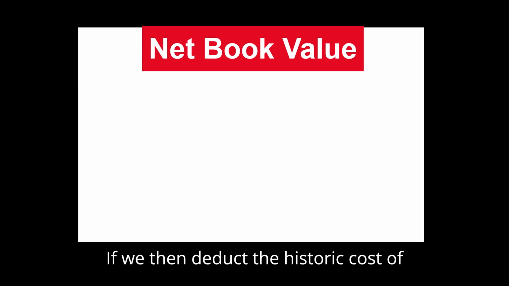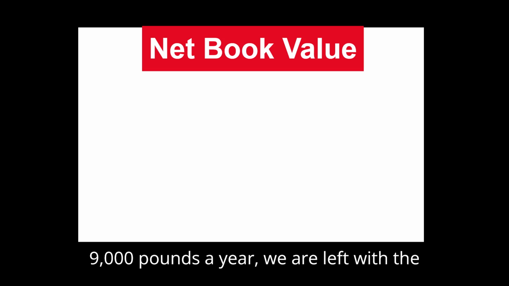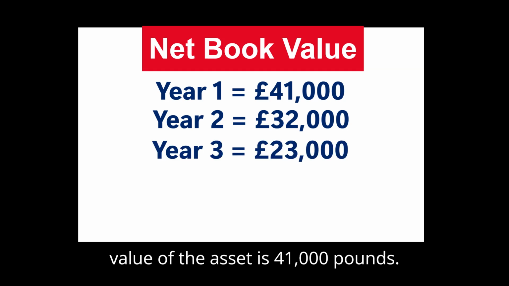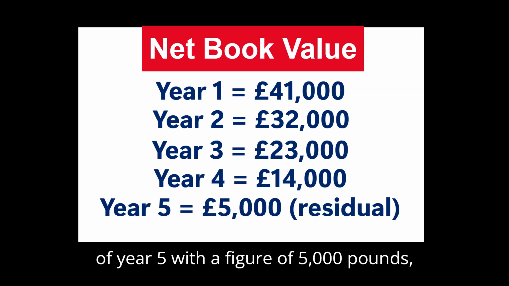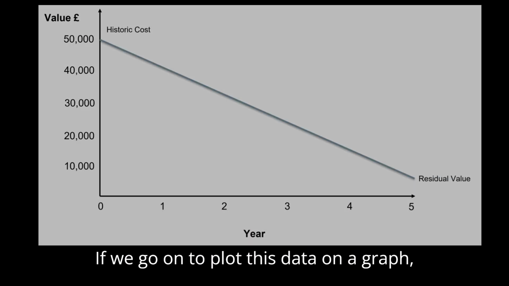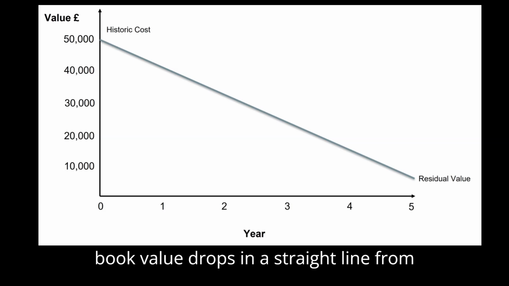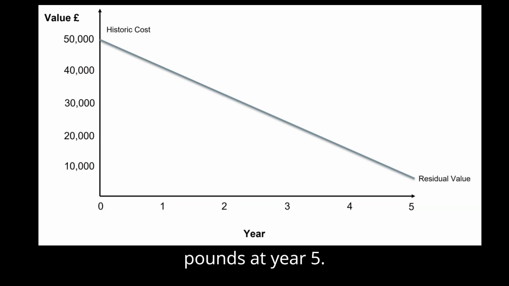If we then deduct the annual depreciation of £9,000 a year from the historic cost of the asset, we are left with the following. By the end of year 1, the book value of the asset is £41,000. We then continue until we reach the end of year 5 with a figure of £5,000, the residual. If we go on to plot this data on a graph, book value drops in a straight line from £50,000 at year 0 to £5,000 at year 5.